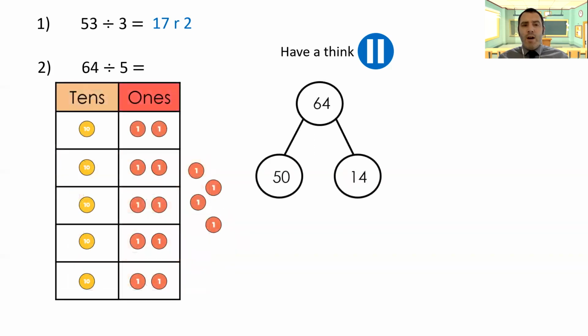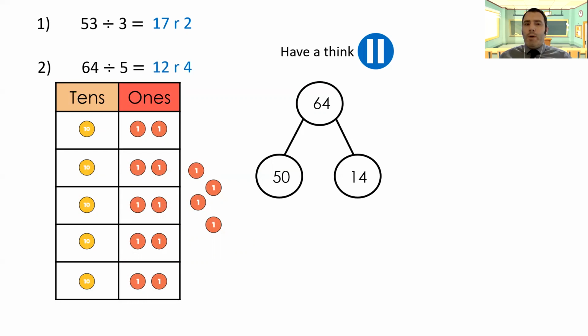64 divided by 5, exactly the same. I've taken 5 tens, I've exchanged the 10 that was left into my ones, so I've got 50 as the first number I've partitioned off in my part whole model. That left me with 14. I've divided 14 by 5. I can do it twice, but I can't get to a third group because I've only got 4. So that will be my remainder. So my answer for 64 divided by 5 is 12, remainder 4.